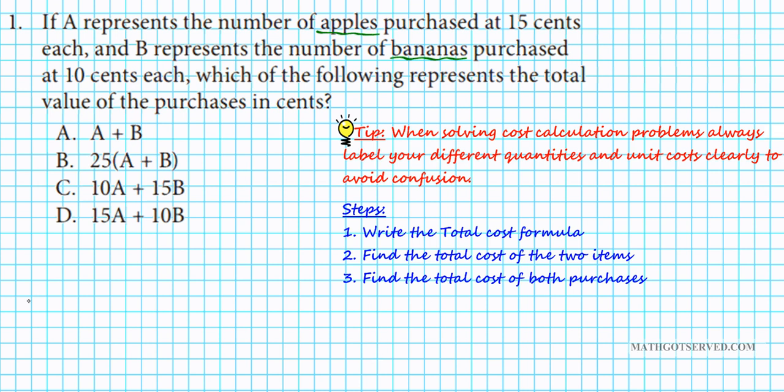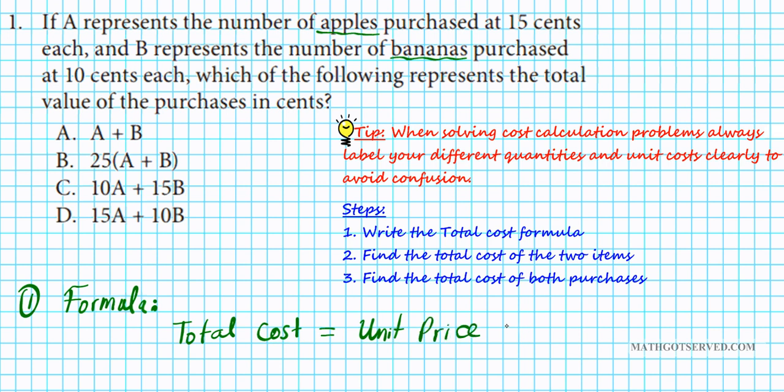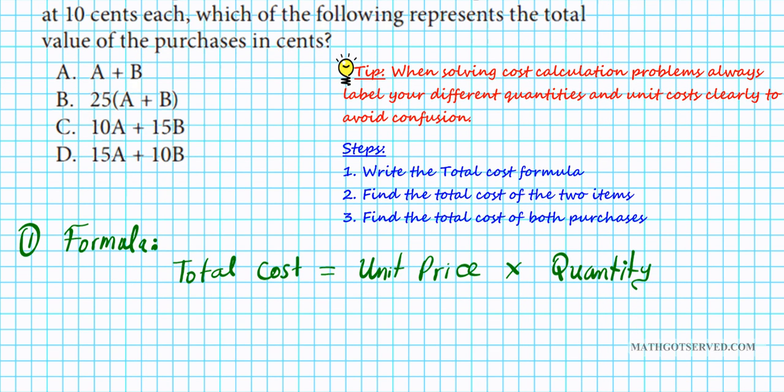The first step, step 1, let's write down the formula. What is the formula for total cost? The formula for total cost is equal to the unit price of whatever item you're purchasing multiplied by the quantity. All right? So this is the formula we're going to be using for this problem. All right, so let's go ahead and find the total cost of both items.